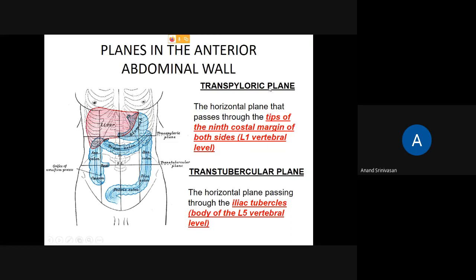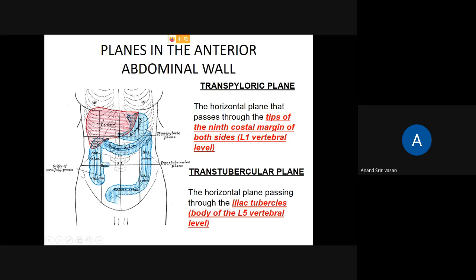The transpyloric plane is a horizontal plane and it passes through the 9th costal margin. You know that there are the 7th, 8th, 9th and 10th, and the 10th rib will be here, so it is just above the lowermost portion. That's the transpyloric plane. It approximately passes through the L1 vertebral level.